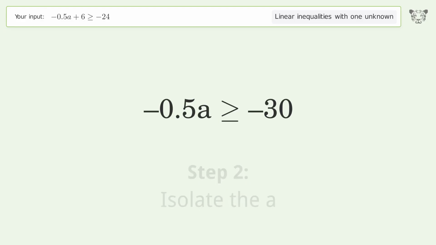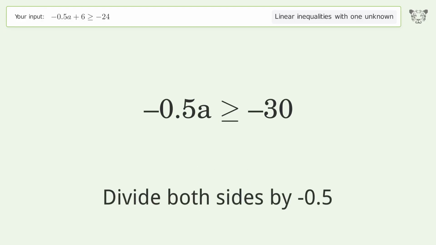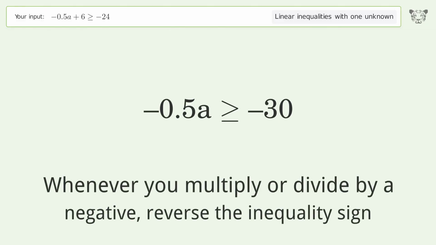Isolate the a. Divide both sides by negative 0.5. Whenever you multiply or divide by a negative, reverse the inequality sign.